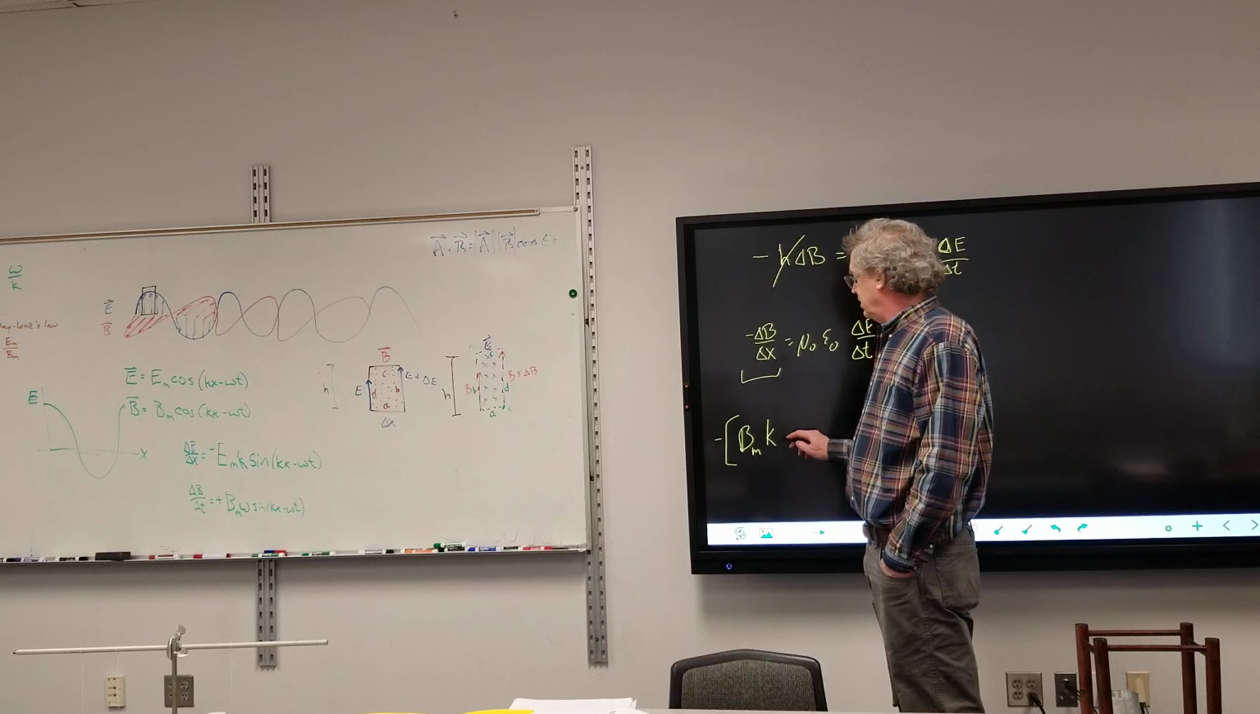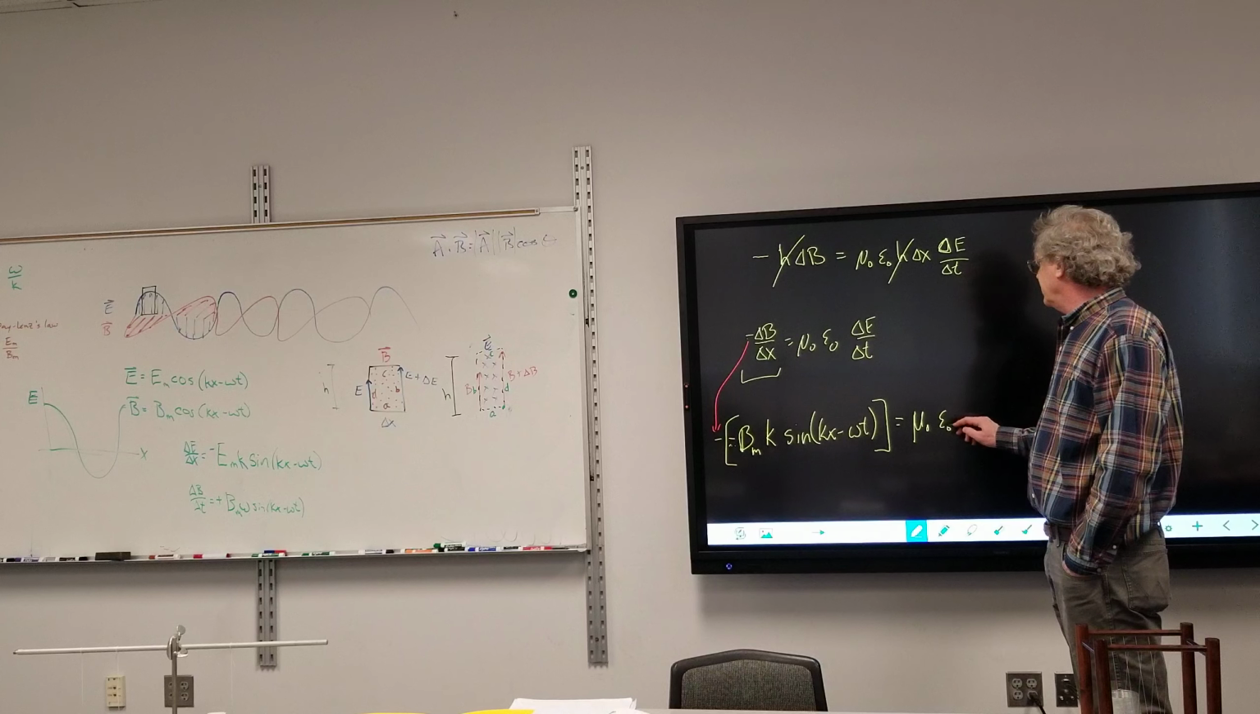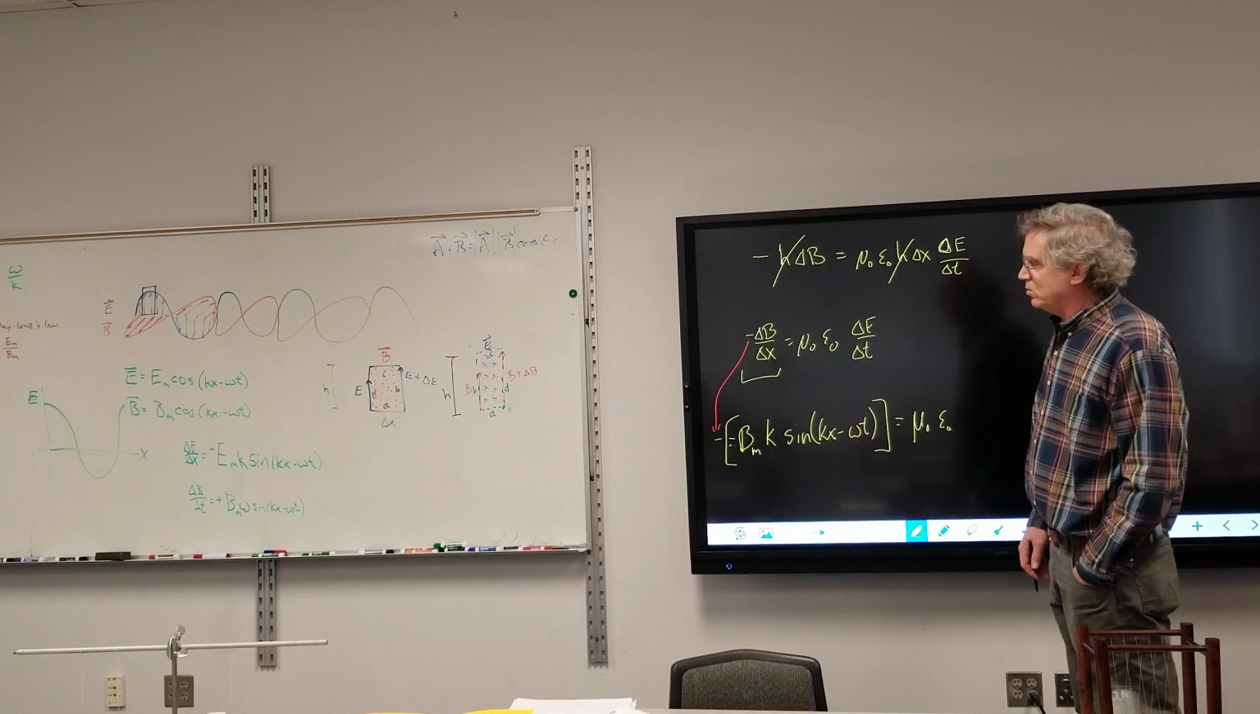This negative sign, the one inside my brackets there, comes from the change of cosine becoming negative sine. The other negative sign comes from the negative left over from what we just did. And over on the right-hand side, I have mu sub naught, epsilon sub naught, and now the change of E with respect to time.